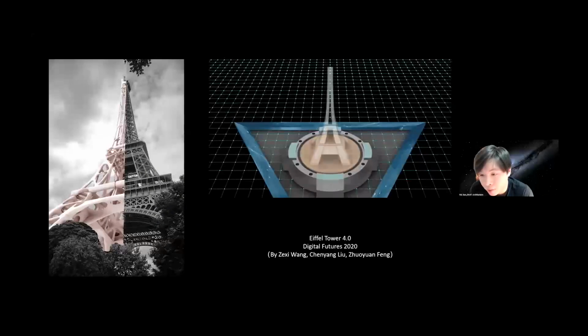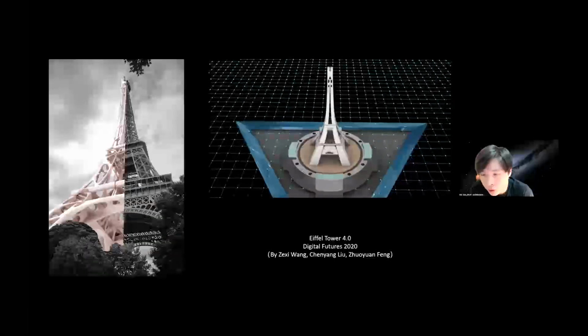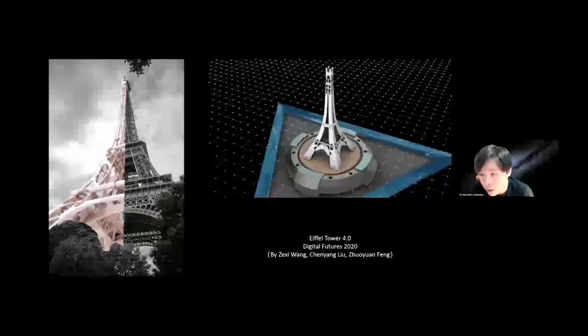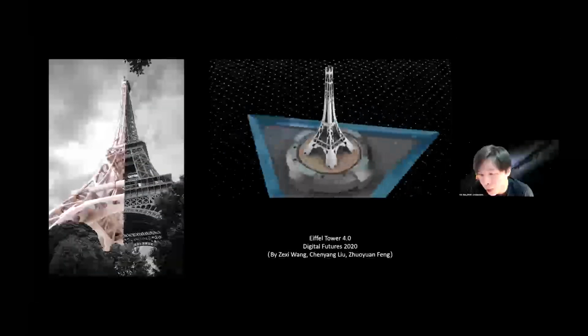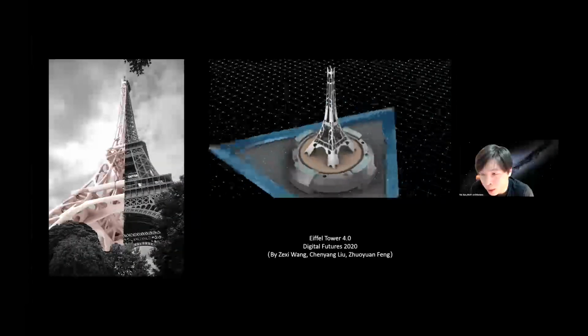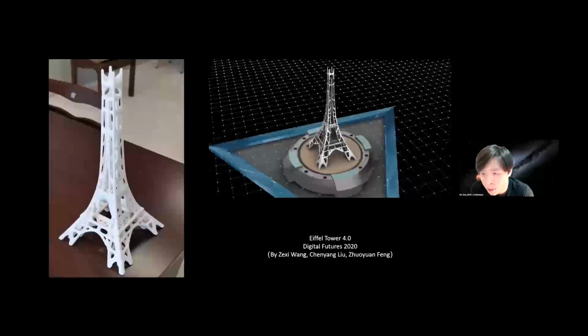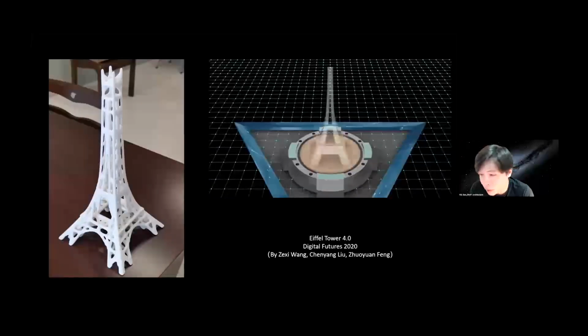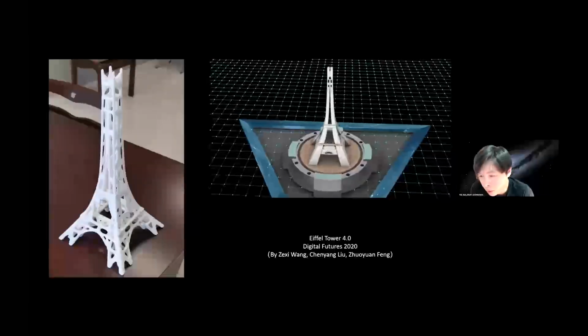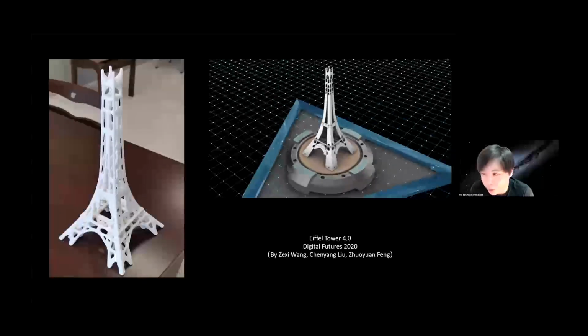They designed the Eiffel Tower 4.0 using the topology optimization method to design each piece. They assembled all the pieces to make a whole Eiffel Tower. Then later we helped them 3D print the models from the Amoeba company.